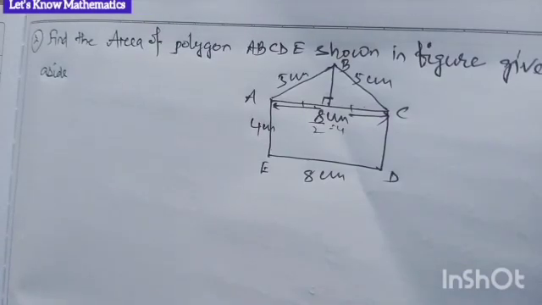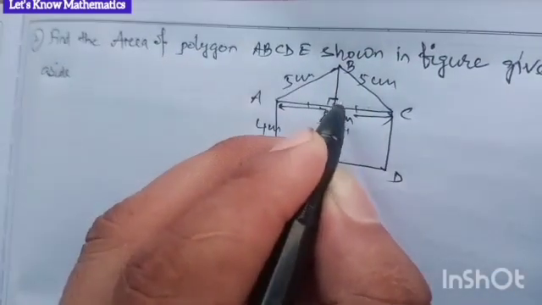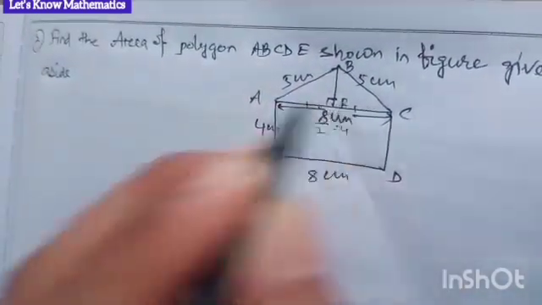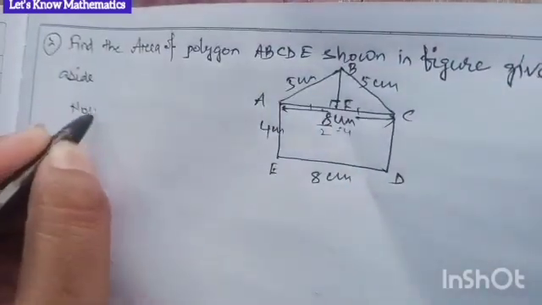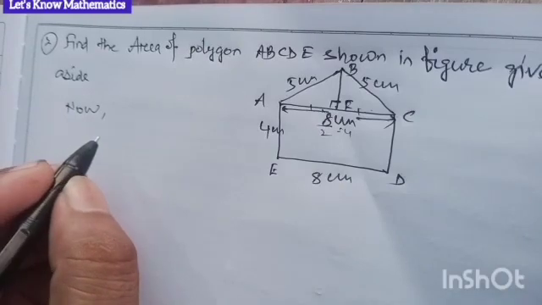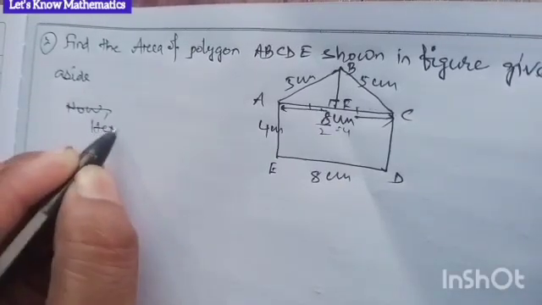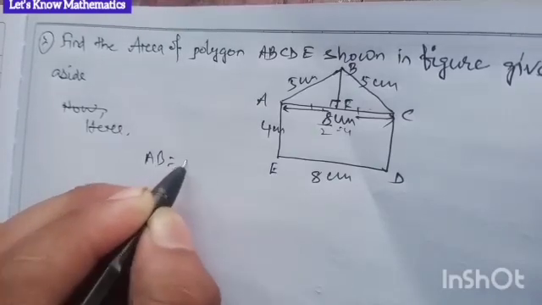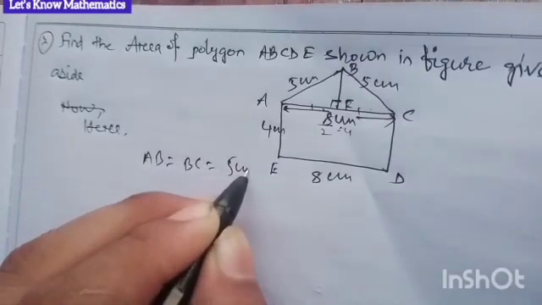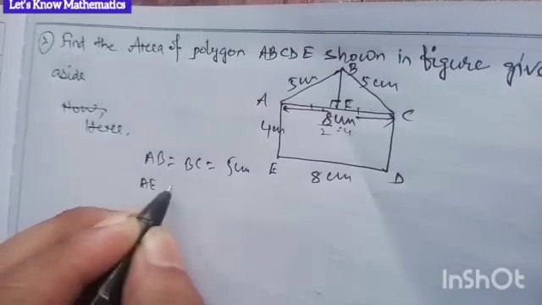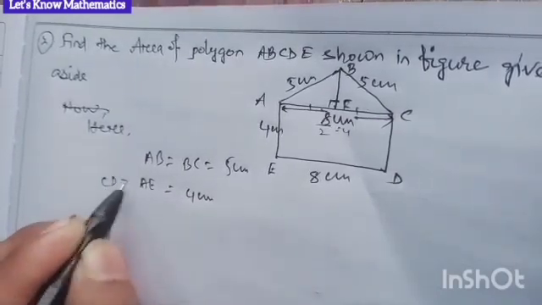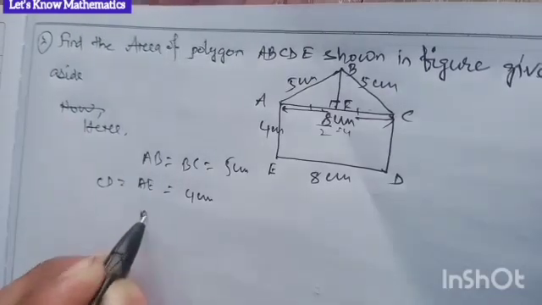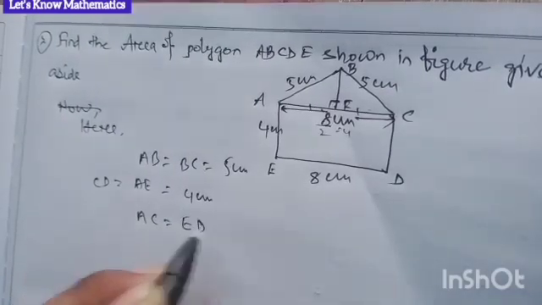Then give one label here, suppose F. Now you can write here: AB is equal to BC is equal to 5 cm, AE is equal to 4 cm, CD is equal to it also, then AC is equal to ED is equal to 8 cm.